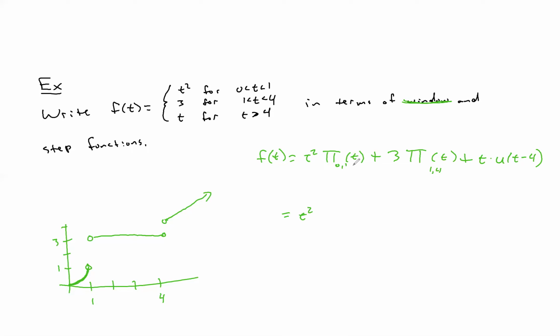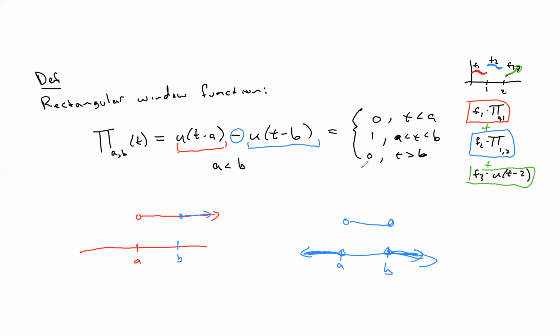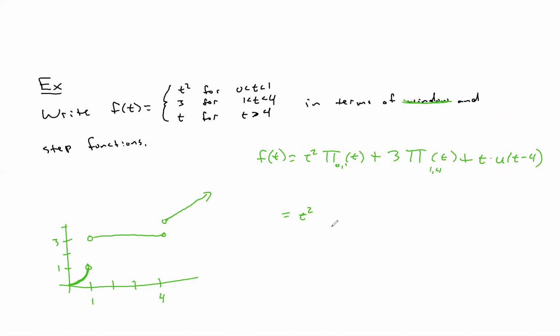Well, how do I write pi of 0, 1 in terms of unit functions? If you go back to the previous page, we've got a and b. I've got u of t minus a minus u of t minus b. So if this is 0 and 1, I'd have u of t minus 0, that's just u of t, minus u of t minus 1. All right, so let's write that down. U of t minus 0, I don't need to write the minus 0, minus u of t minus 1. This is the same thing as this rectangular window function from 0 to 1.